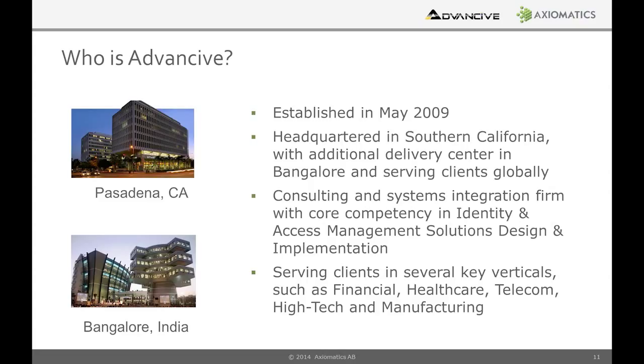My name is Alex Gudanis. I'm a Principal Solutions Architect with Advanced Technology Solutions. We're an Axiomatics partner, and I've been working on a few interesting projects together. Just really quick about Advansive, who we are. We're really a consulting and an SI firm. Our main competency is identity and access management. That's pretty much most of what we do. We've been around since May 2009, headquartered in Southern California in Pasadena, and have a major presence in Bangalore, India as well. And really serving clients in most of the key verticals: finance, healthcare, telecom.